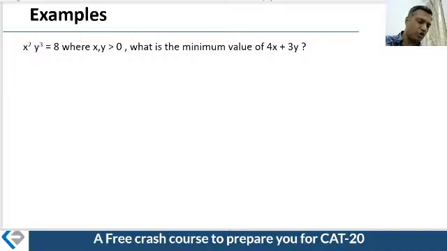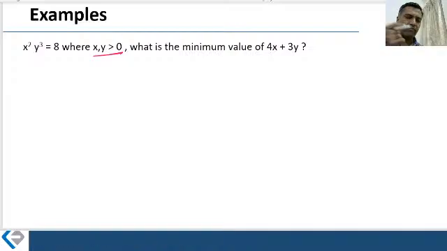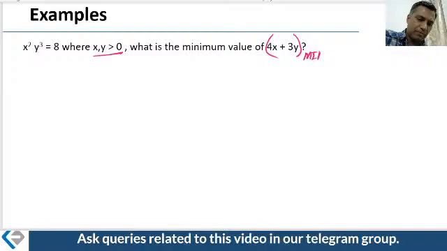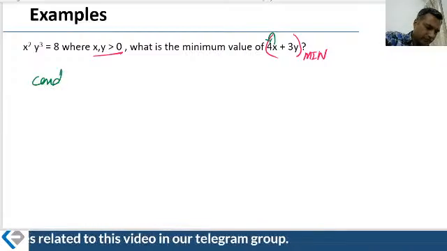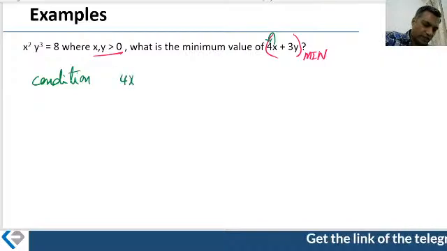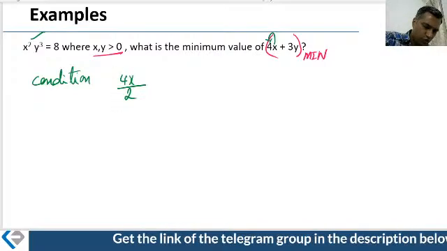x square y cube is equal to 8, where x and y are positive real. What is the minimum value of 4x plus 3y? Why don't you tell me the minimum value of this? Fine, I said that, okay, coefficient. What is the coefficient of x, my friends? Coefficient of x is 4. Write that condition. Evaluate the condition. 4x divided by its power, what is the power? 2. Should also be equal to 3y.